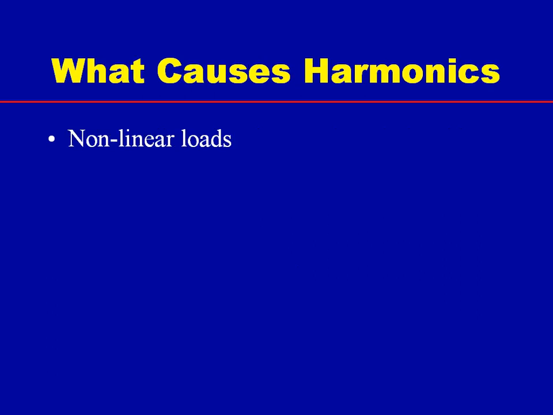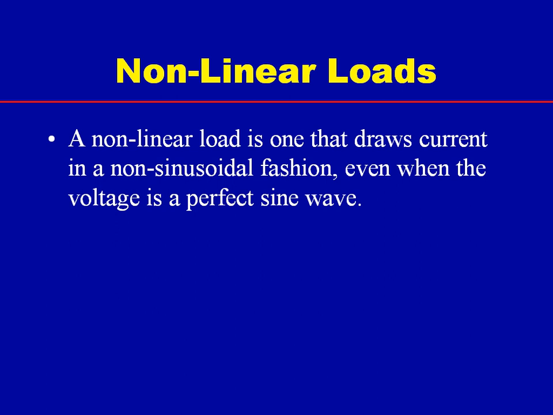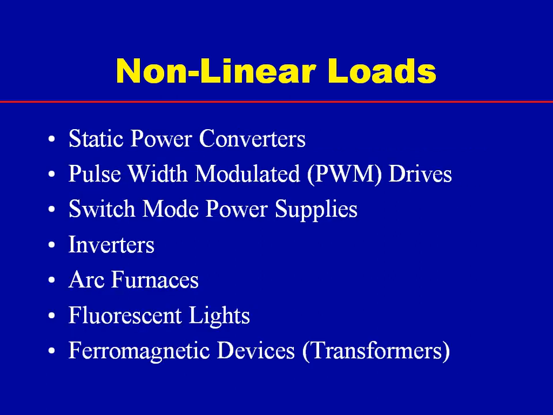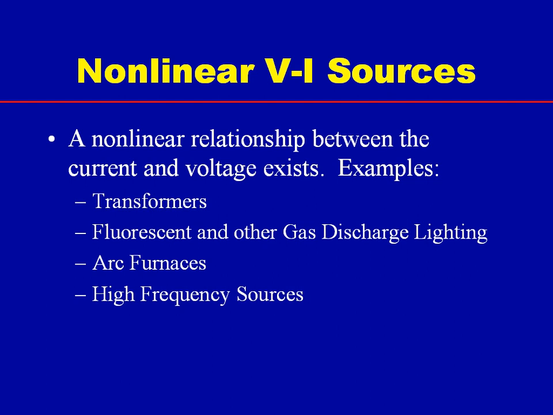Simply put, harmonics are caused by nonlinear loads. A nonlinear load draws current in a non-sinusoidal fashion, even when the voltage is a perfect sine wave. Examples of nonlinear loads include static power converters, PWM drives, switch mode power supplies, inverters, arc furnaces, fluorescent lights, and ferromagnetic devices. The nonlinear loads are divided primarily into two categories: nonlinear VI sources and converters.